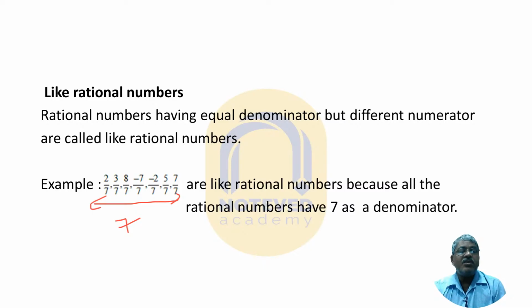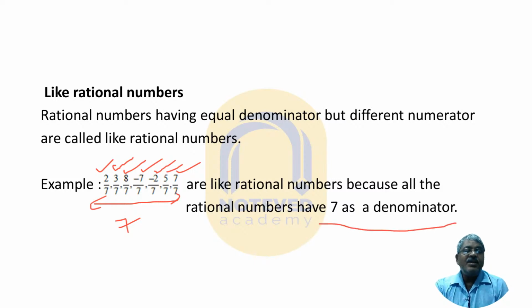Now you see 2 by 7 is a rational number. 3 by 7 is a rational number. 8 by 7 is a rational number. Minus 7 by 7 is a rational number. Minus 2 by 7 is a rational number. 5 by 7, rational number. 7 by 7 is also a rational number. But all the rational numbers have 7 as a denominator. So they are like rational numbers.